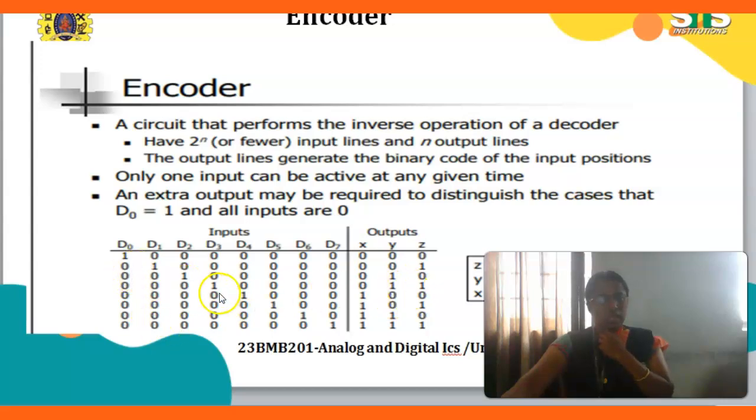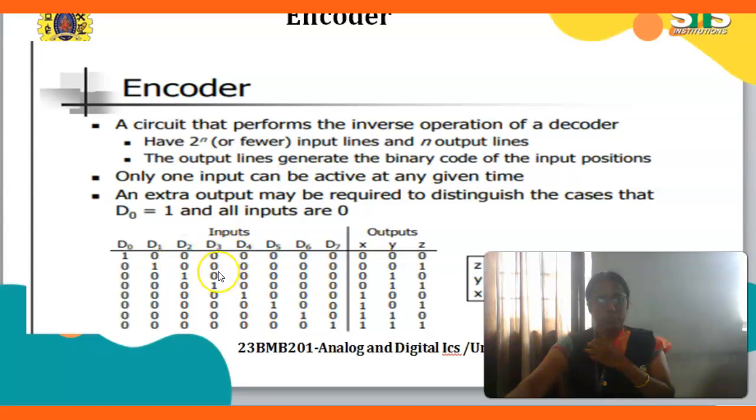If the input is D4, the output is 1, 0, 0. That is 4. If the input is D5, the output is 1, 0, 1, which is 4 plus 1, that is 5. If the input is D6, the output is 1, 1, 0, which is 4 plus 2, that is 6. If the input is D7, the output is 1, 1, 1, all the bits are 1. That is the encoder truth table.